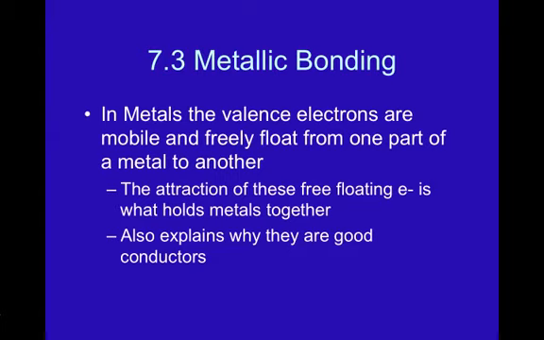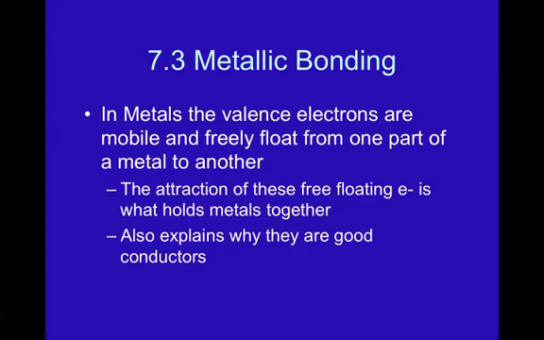Alright, so for metallic bonding, we have to think about all of the metals and we have to think about properties of metals. So in metals, valence electrons are mobile and freely float from one part of the metal to another. This is why they are good conductors. This is why they give and release heat really quickly. This is why they absorb heat really quickly. This is why they are good conductors of electricity. This is why they have all of those good metal properties that you guys know and love and think of instantly when you think of metals.